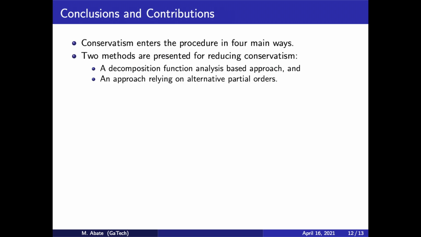Thank you all for listening to my presentation. I'm going to wrap up quickly. In this work, we study conservatism in the approximation of reachable sets using the mixed monotonicity property. We present two methods for reducing conservatism in the approach. Here, we mainly looked at the alternative partial orders method, but I refer the interested reader to our work for discussion on decomposition function analysis.